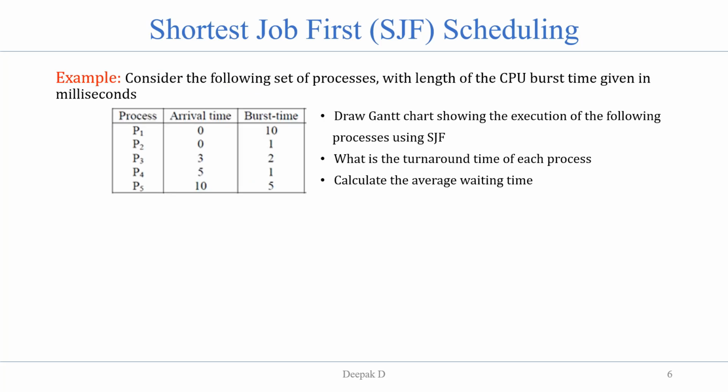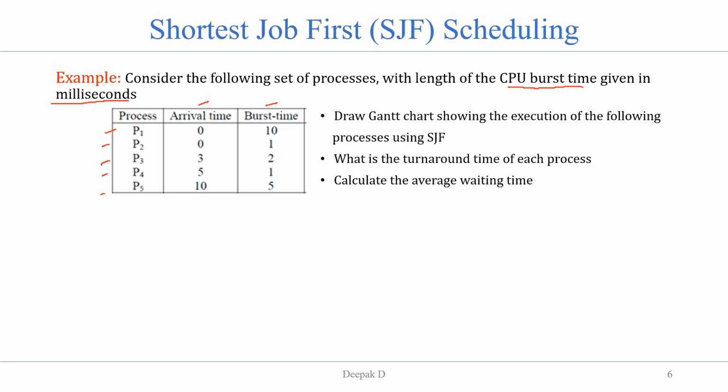Let's consider an example with respect to shortest job first scheduling. Here the statement is: consider the following set of processes with the length of CPU burst given in milliseconds. And you can see there are 5 processes, along with arrival time and burst time.